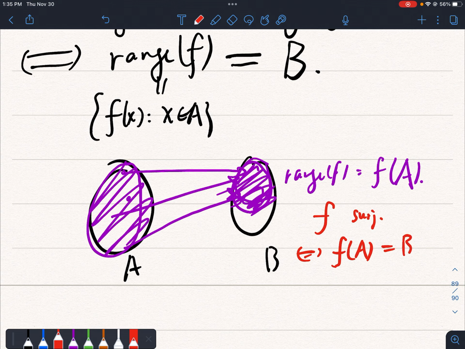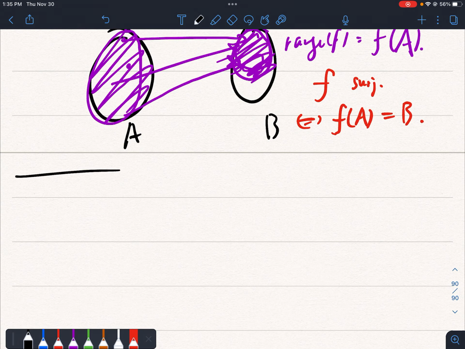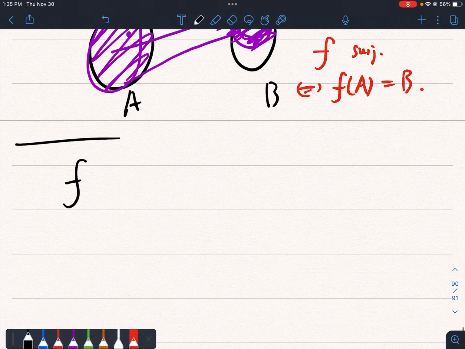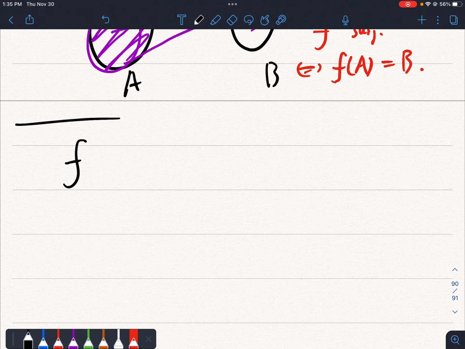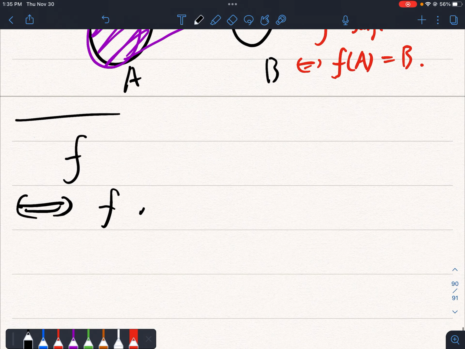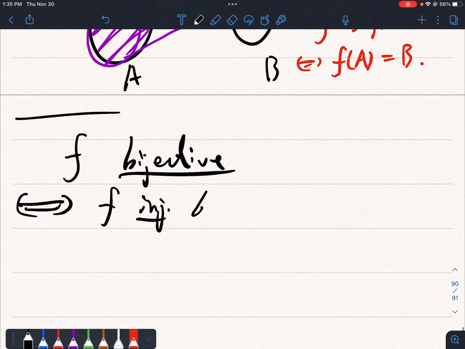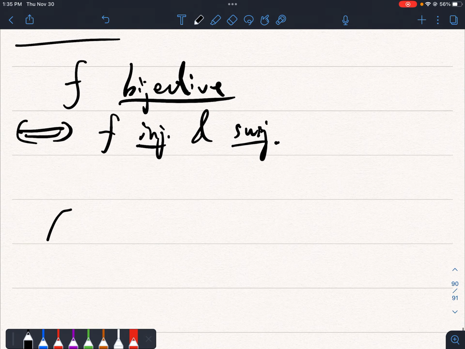Okay, so if you look at the graph, then it's clear that f is surjective if and only if the range, or simply f of A, is equal to B. So now, let's look at some function f that is both injective and surjective. Then we actually say that it is bijective.